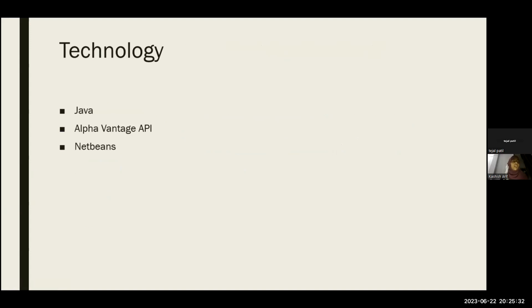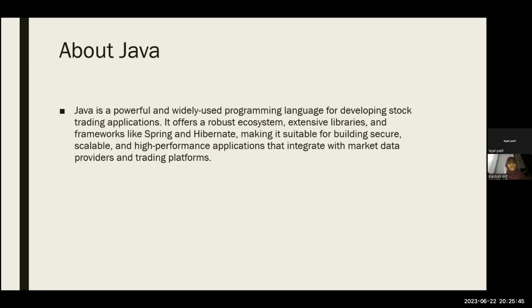In our project, we use some technologies: first Java, next Advantage API, and third NetBeans. So what is Java, sir? Java is a powerful and widely used programming language for developing stock trading applications. It offers a robust ecosystem, extensive libraries, and frameworks like Spring and Hibernate, making it suitable for building secure, scalable, and high-performance applications that integrate with market data providers and trading platforms. Robustness is the capacity of a computer system to handle errors during execution and manage incorrect input of data. Java is a platform-independent language which we use to develop large, expensive software.